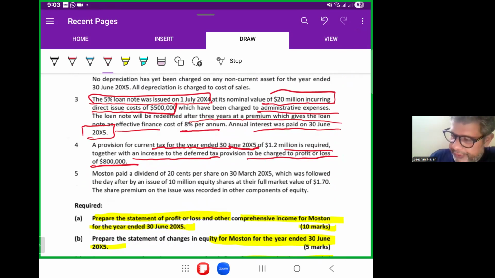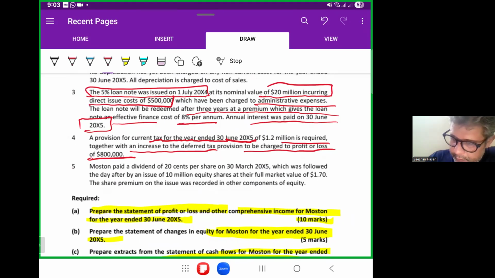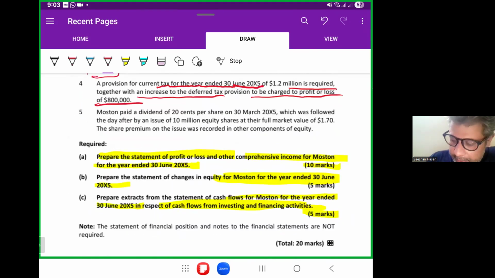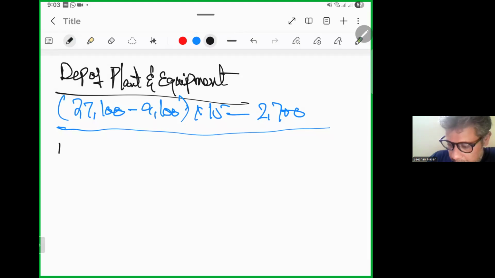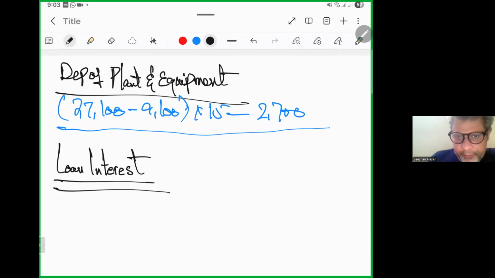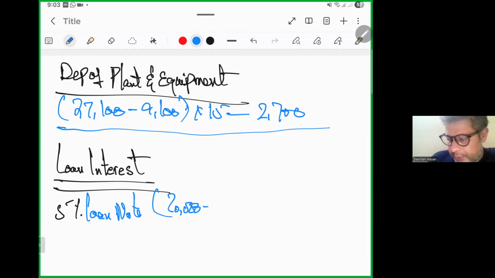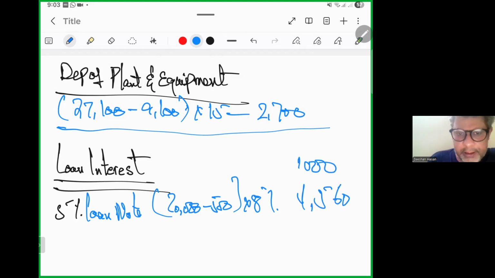Loan note. No, sorry, loan interest. 5% is the loan note, right? 20,000 minus 500 into 8%, we get 1,560. Okay, that is in the thousands, right?